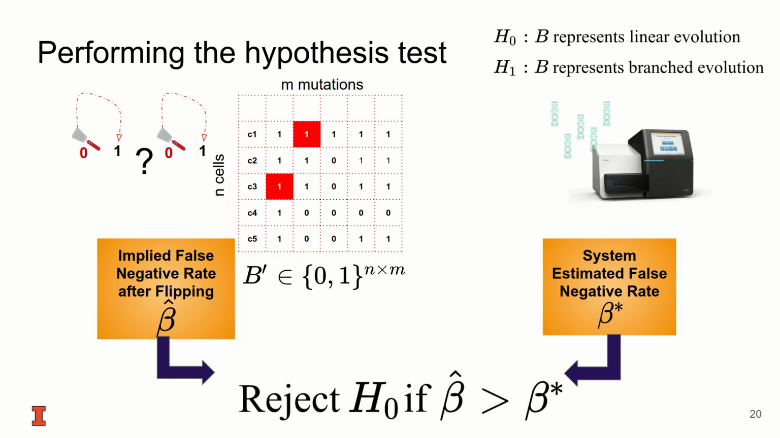And so finally we can check if our implied false negative rate beta hat is greater than our system estimated false negative rate. If that's true, then we can reject the null hypothesis that single-cell data represents linear evolution in favor of branched evolution.